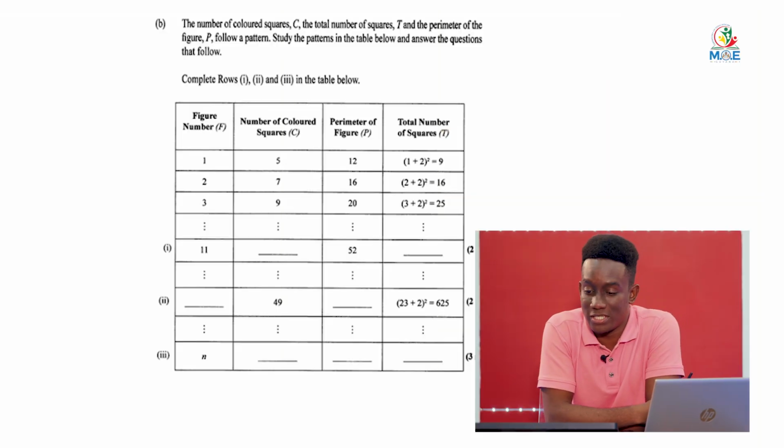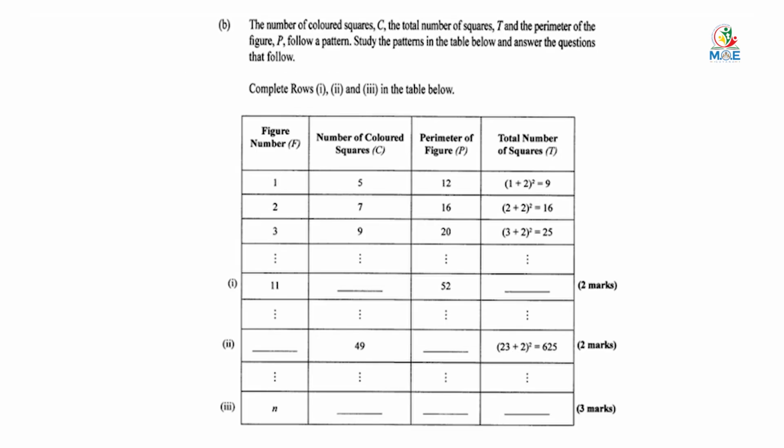The next question says, the colored squares C, the total number of squares T, and the perimeter of the figure P follow a pattern. Study the patterns in the table below and answer the questions that follow. Complete rows 1, 2, and 3 in the table below. I have the figure number, which is F, the number of colored squares, which is C, the perimeter, which is P, and the total number of squares, which is T.